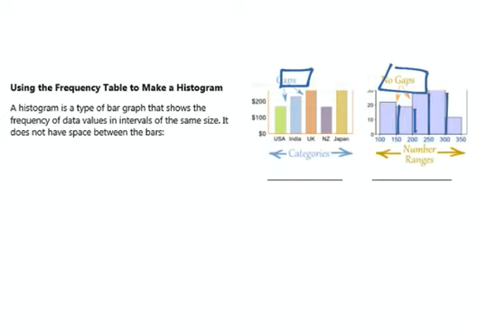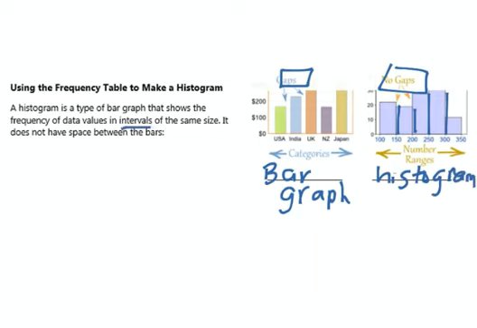Okay, the second really big difference between the two is that we use intervals in histograms. Okay, so we're going to label this our bar graph, and this would be our histogram. And again, intervals just means like a number range. Okay, and it's very important where it says intervals of the same size. We don't want to have a histogram that goes from 0 to 5 and then 6 to 20, right? That wouldn't be an even interval.